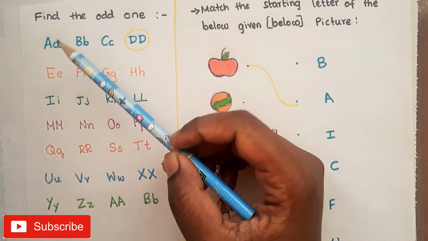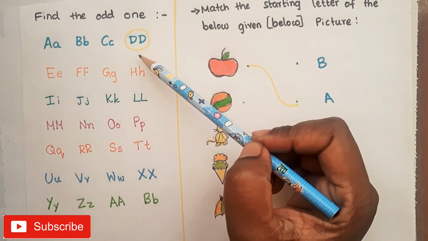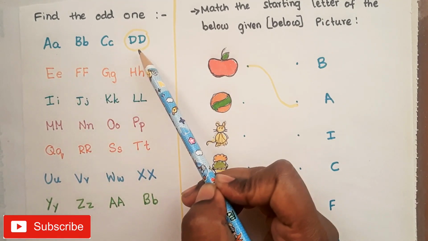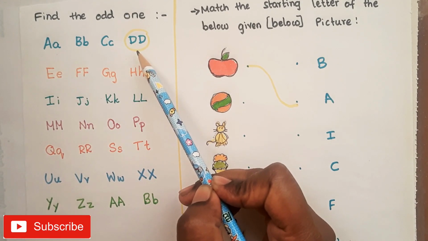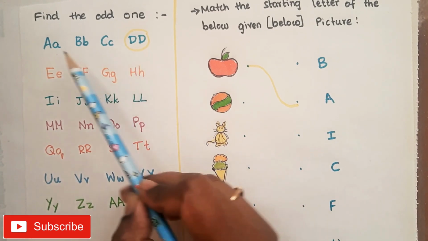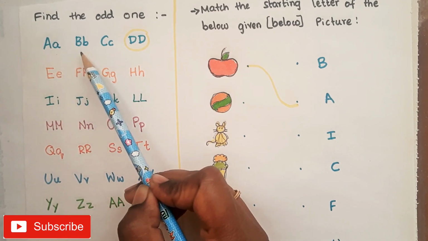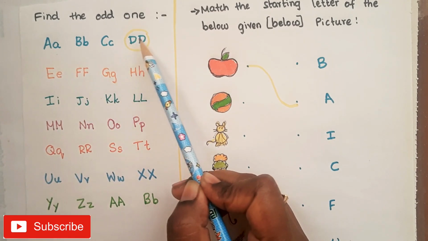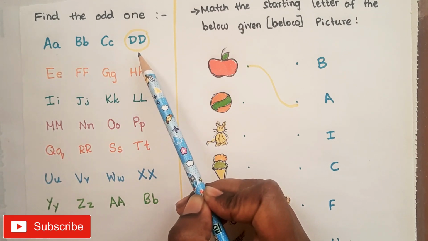Next worksheet, find the odd one. Here the kid needs to identify the odd one. In this I have given upper and lower case pairs, and in one I have given both in uppercase. So the kid needs to identify that uppercase pair and circle it out. For example, A, B, C, T. Here I have given both in uppercase, so the kid needs to identify this and circle it out.